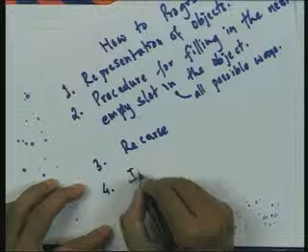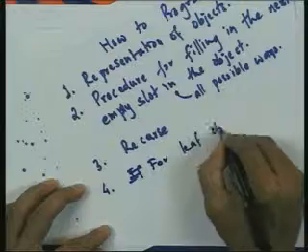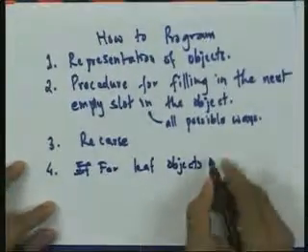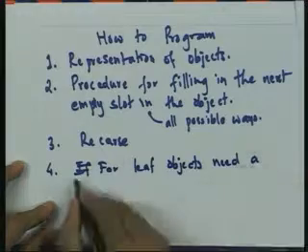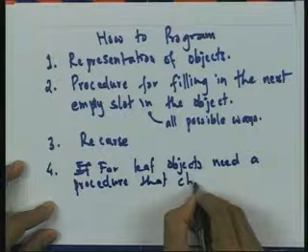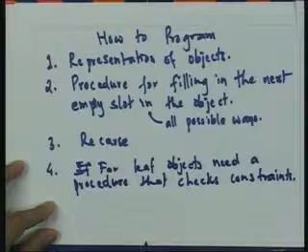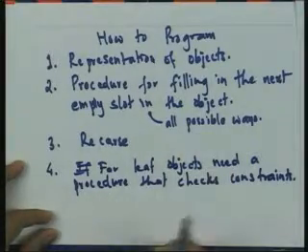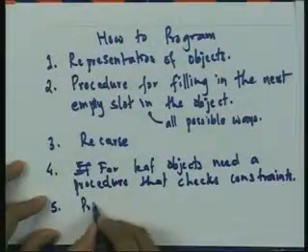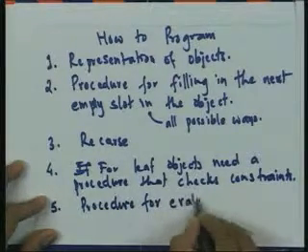So for leaf objects, we need a procedure that checks constraints, and it returns true if all constraints are met. It returns false if the constraints are not met. We also need a procedure for evaluating costs.